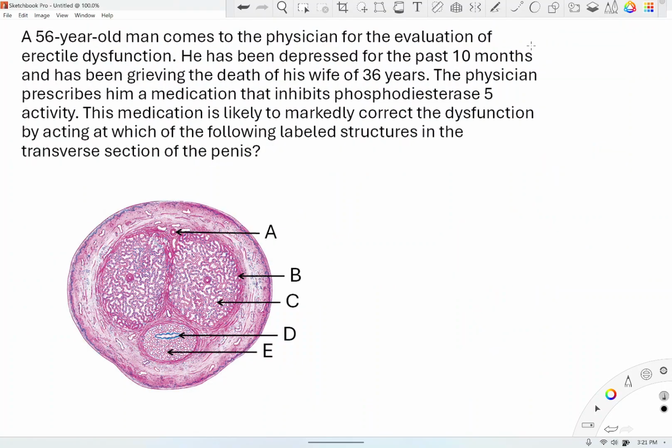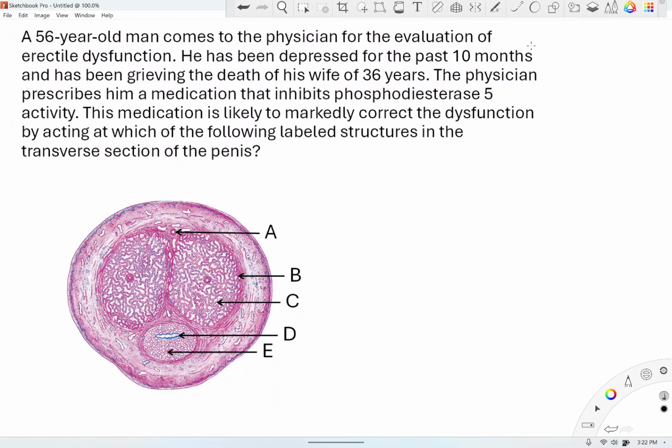Okay, so question number 2. A 56-year-old man comes to the physician for the evaluation of erectile dysfunction. He has been depressed for the past 10 months and has been grieving the death of his wife of 36 years. The physician prescribes him a medication that inhibits phosphodiesterase 5 activity. This medication is likely to markedly correct the dysfunction. I don't know why the markedly, but this medication is likely to correct the dysfunction by acting at which of the following labeled structures in the transverse section of the penis.